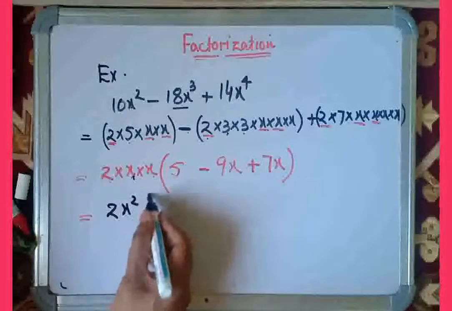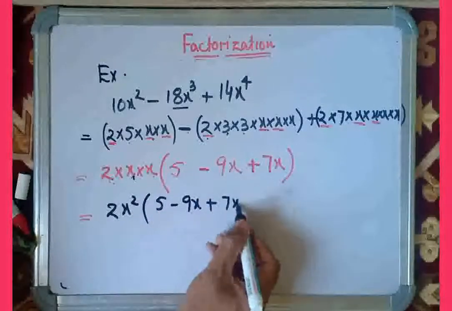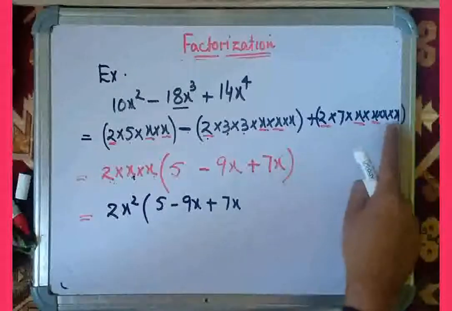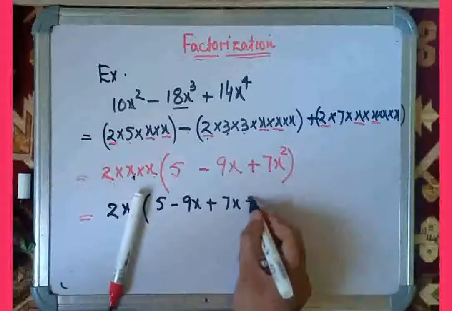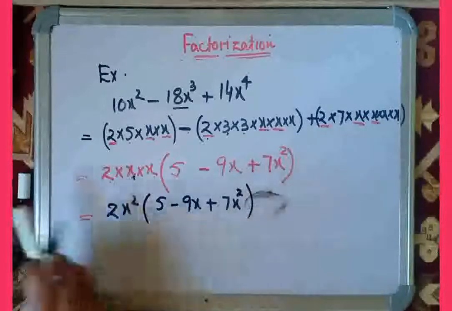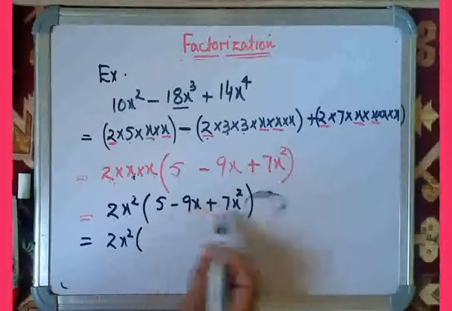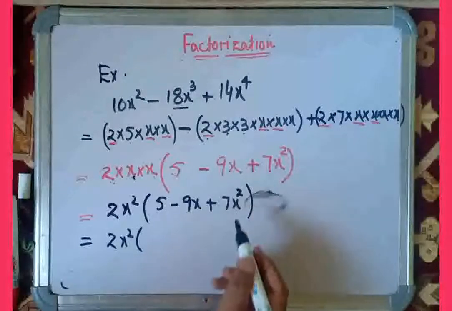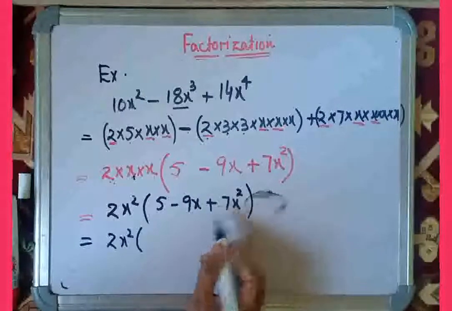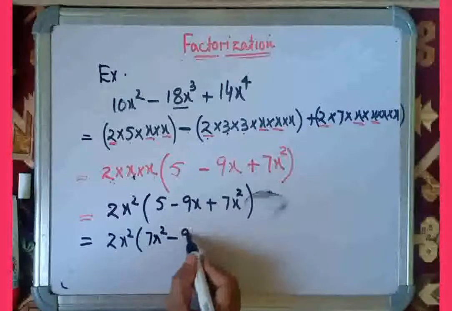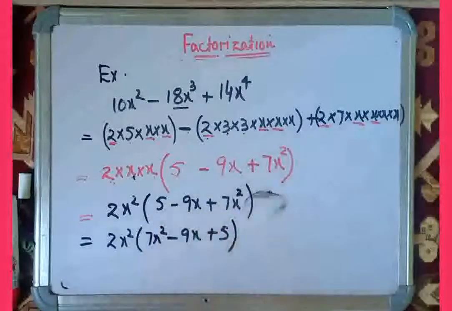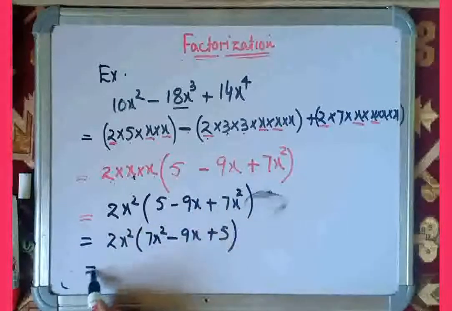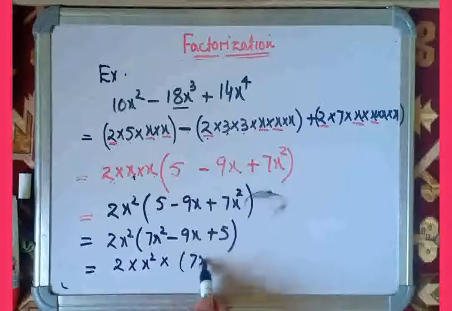So it can be put like this: 2 into x square into 5 minus 9x plus 7x square. Sorry, 7x square, since there are two x's. You can rearrange this in an order where the exponent is greater, and we write that first: 7x square minus 9x plus 5. Doing this will not affect the final value of this algebraic expression. So the factors are 2 into x square into 7x square minus 9x plus 5.